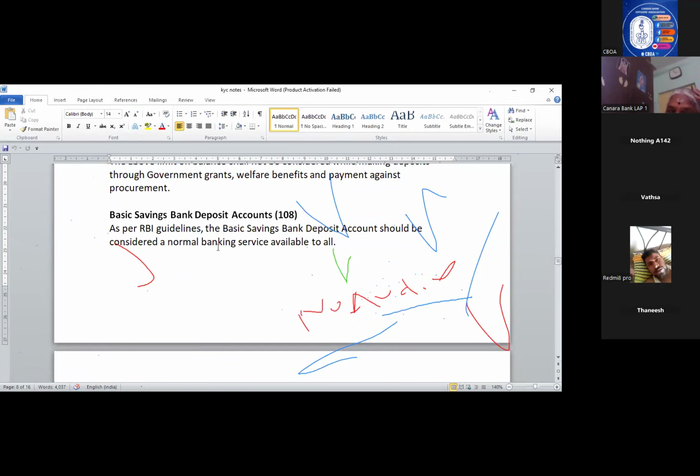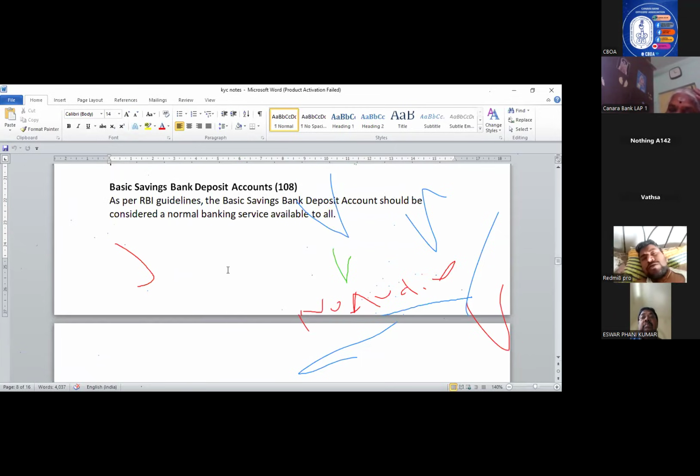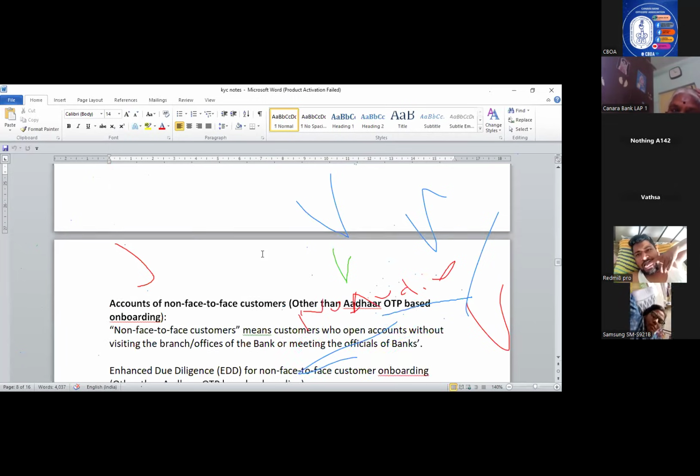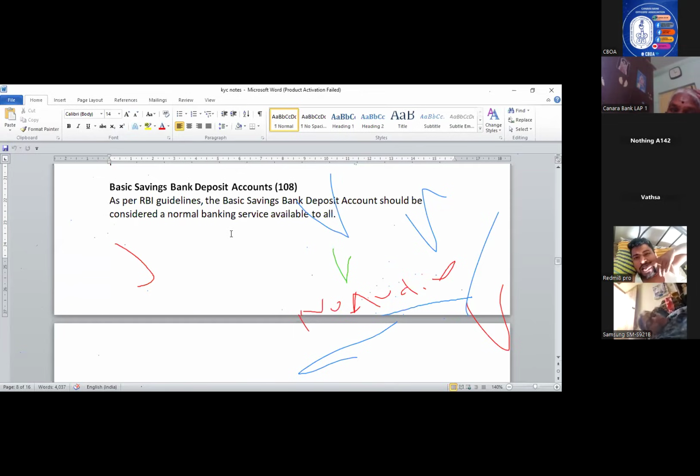As per RBI guidelines, the basic savings bank account should have at least one OVD, and they will have the Aadhaar card. Definitely they will have the Aadhaar card, because this account was opened mainly for receiving the direct benefit transfer subsidies. So they will have at least one ID card or one OVD so that we can open the account. Once we open this account, these account holders cannot have any other account. If they have any other account, they are supposed to close it within 30 days.